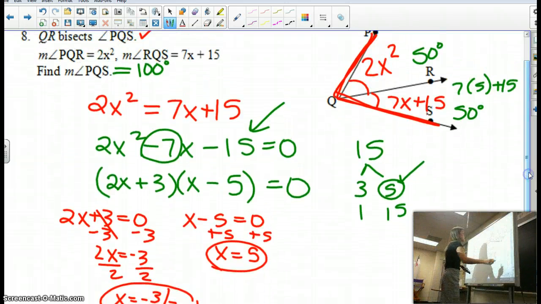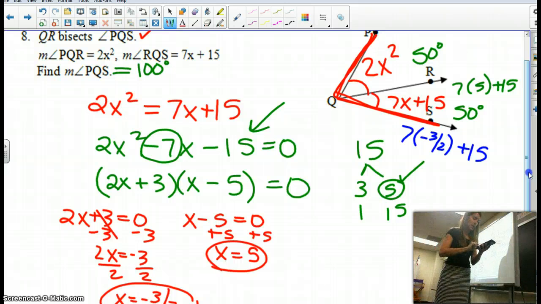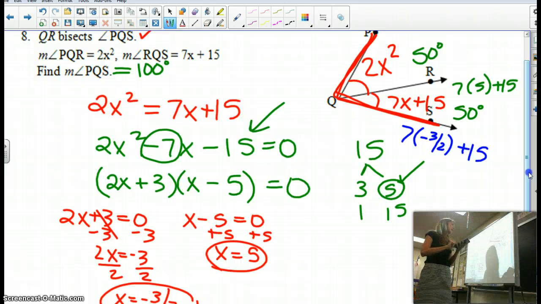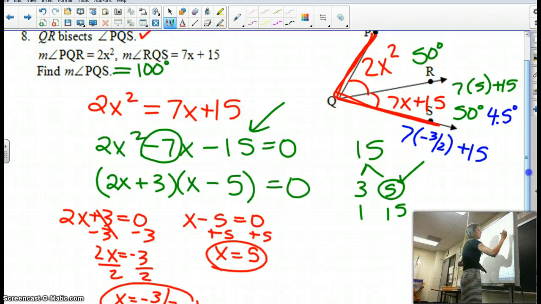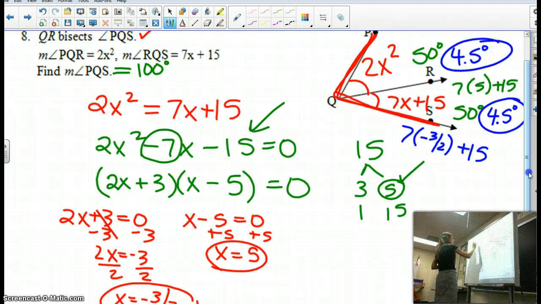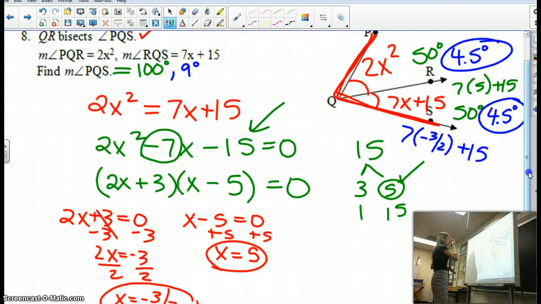Now I'm going to plug in -3 halves, and I'm going to let my calculator do the tough work. 7 times negative 3/2 plus 15. I don't have to be scared of that fraction. I can tell my calculator to do it. 7 times negative 1.5 plus 15. And I get 4.5. That's weird, but go with it. So this angle's 4.5. This angle's 4.5. 4.5 plus 4.5 is 9. And actually, you don't put the degree symbol. I'm sorry, I put the degree symbol. You don't need that. So the measure of angle PQS is 100, and it's 9. 2 answers.